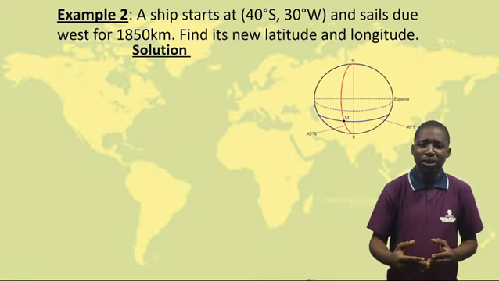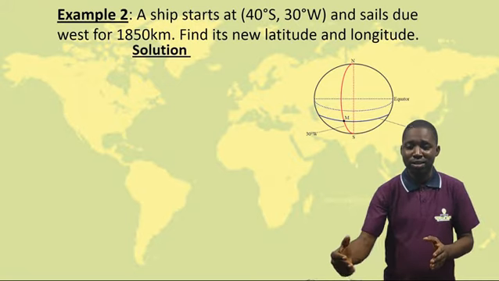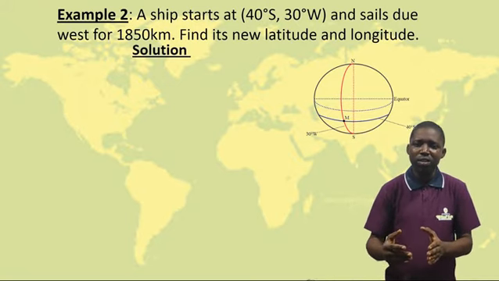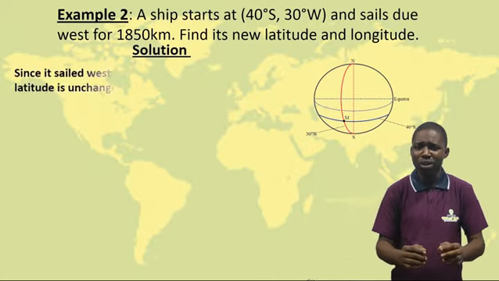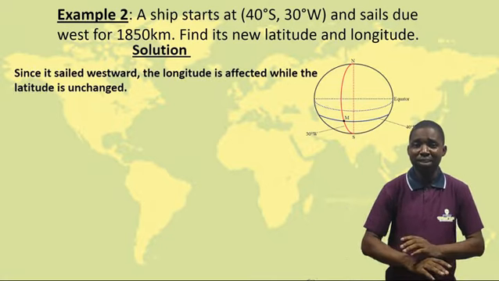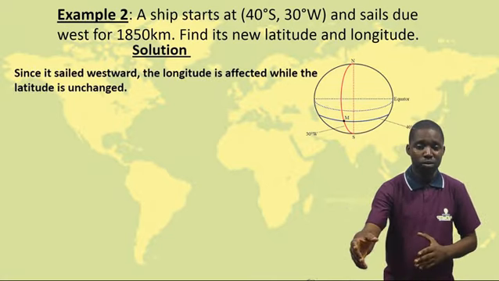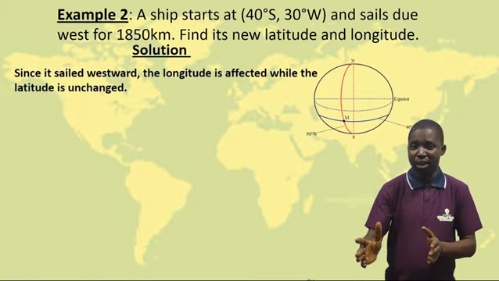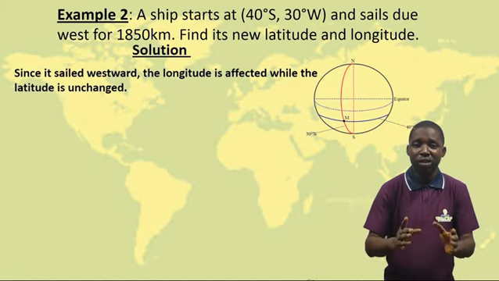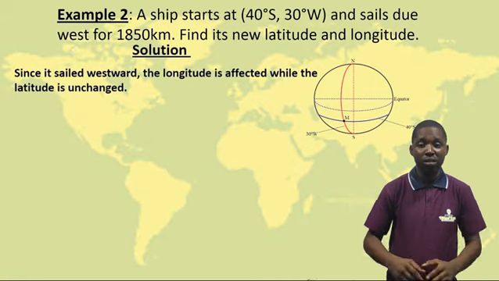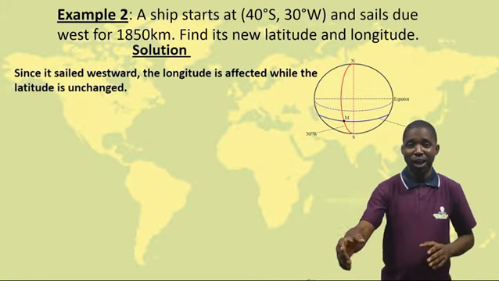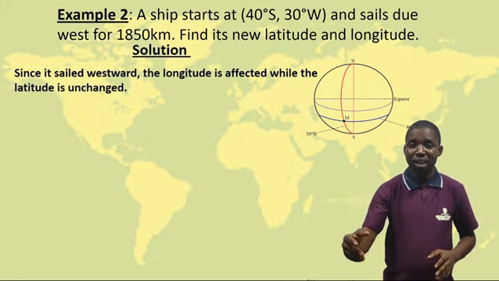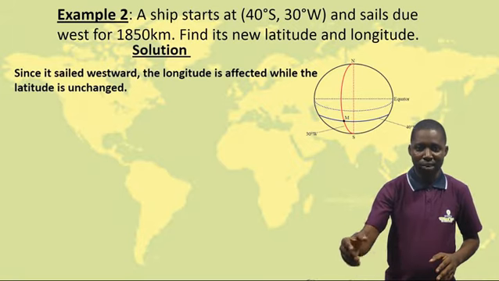Having done that, we're told that the ship sailed due west. Now, if the ship is sailing due west, west goes with either west or east, so it has no effect on the 40 degrees south, meaning our 40 degrees south remains the same. And in the diagram, it is obvious that the 40 degrees south represents the line of latitude, meaning we have a common latitude. So we are using our formula for distance along a parallel of latitude.